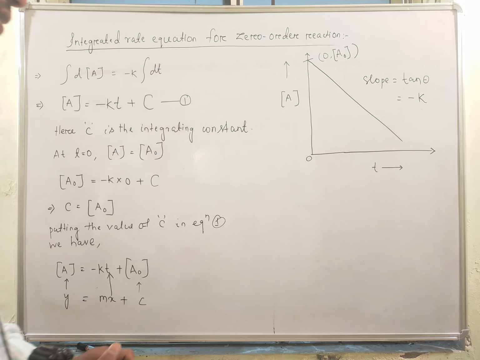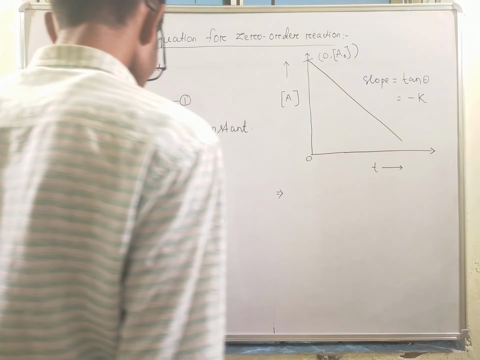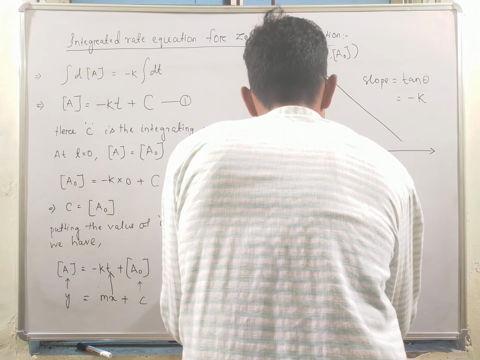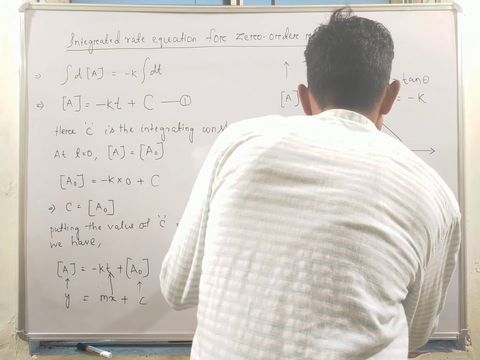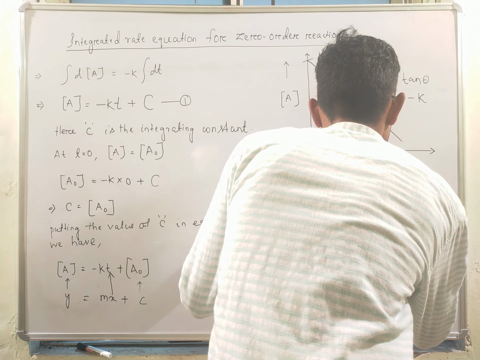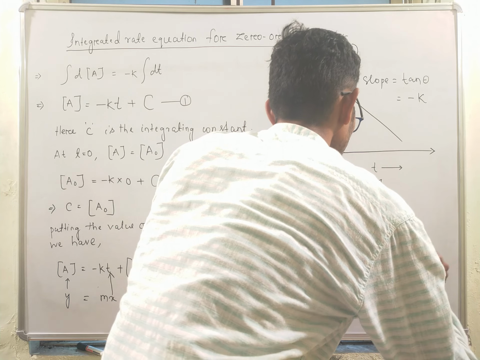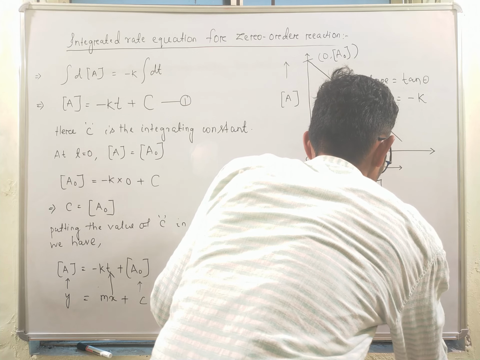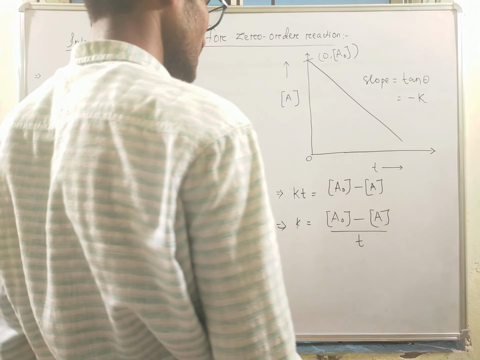Now we have to find the value of k here. First we have to find kt and then we have to find k. kt equal to a naught minus a. Here kt equal to, from this equation, kt equal to a naught minus a. Implies k equal to a naught minus a by t.